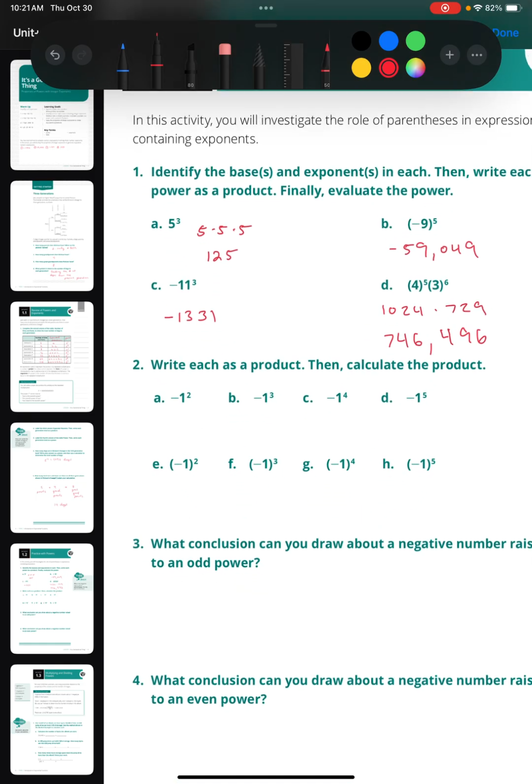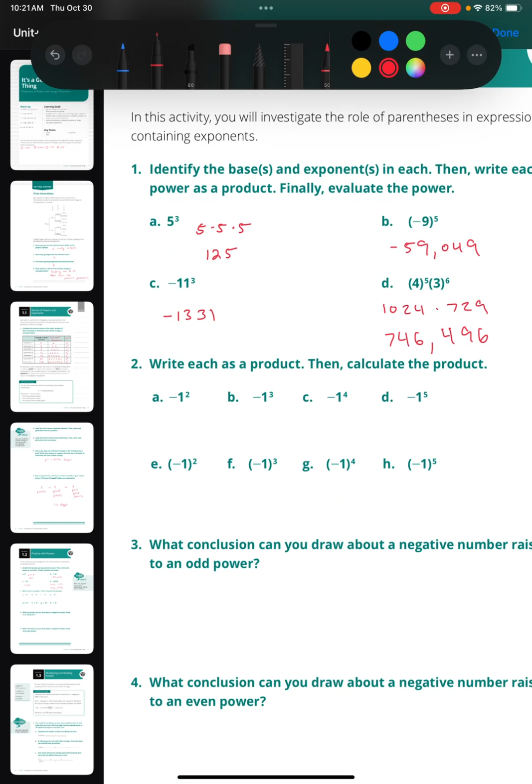All right, so number 2 is emphasizing what I was talking about with the negatives. If we have a negative, not in parentheses, raised to these exponents, and we put those in the calculator, it's going to read every single one of these as negative 1 times 1 to whatever the exponent is. And for all that first row, A, B, C, D, you can try it yourself, put it in your calculator. They're all going to give us negative 1.